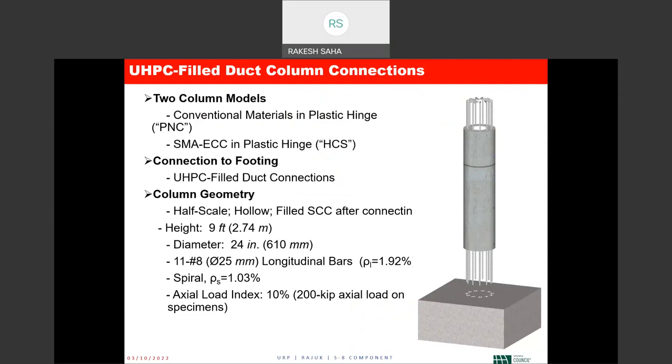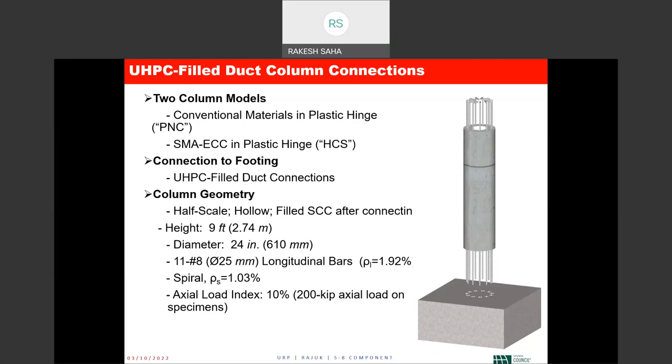Actually, there are two column models that we tested. One used conventional steel. The other one we used smart reinforcement called shape memory alloy, and we also used the ECC. ECC is engineered cementitious composite. We use that in the plastic hinge to minimize damage. But the connection here was through the anchorage of the bars into the ducts that were filled with UHPC. You see the picture on the right side. You see the ducts that were placed into the footing, and the precast column with extended bars, where the bars were placed inside the grout and filled with UHPC.